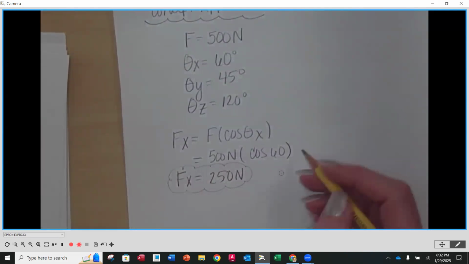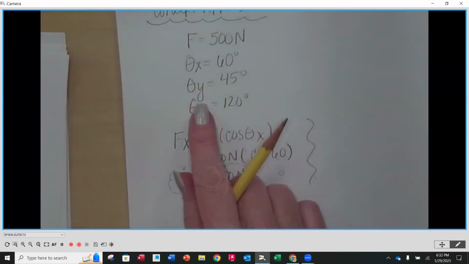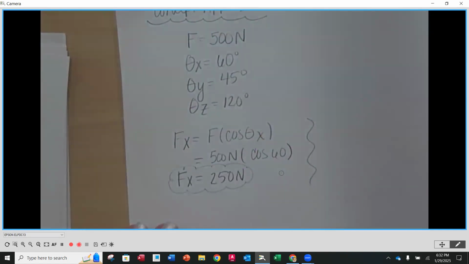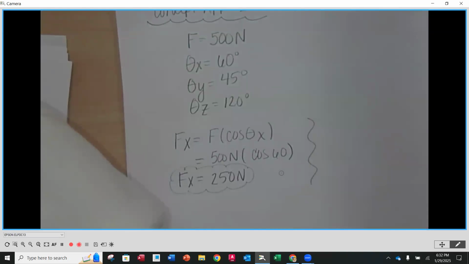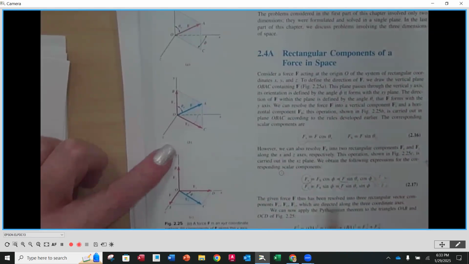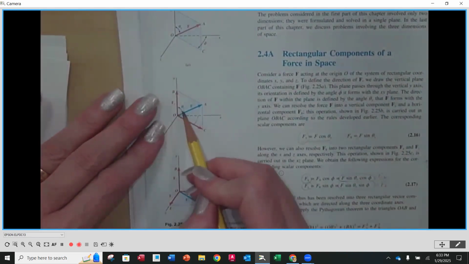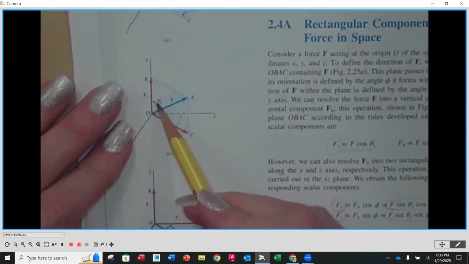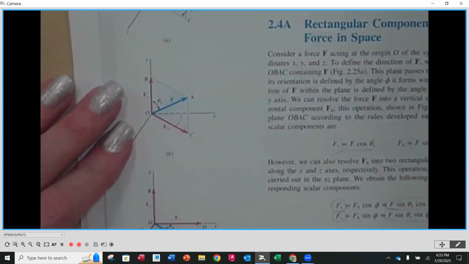The next one we'll do is the y component. Because they're giving us theta off of the y, we're actually going to use the cosine of the 45 degrees, because it's the side adjacent to the y axis. So this illustration here on page 52 shows theta y. This angle, with the hypotenuse, is the side adjacent, so it will be the cosine of theta y.